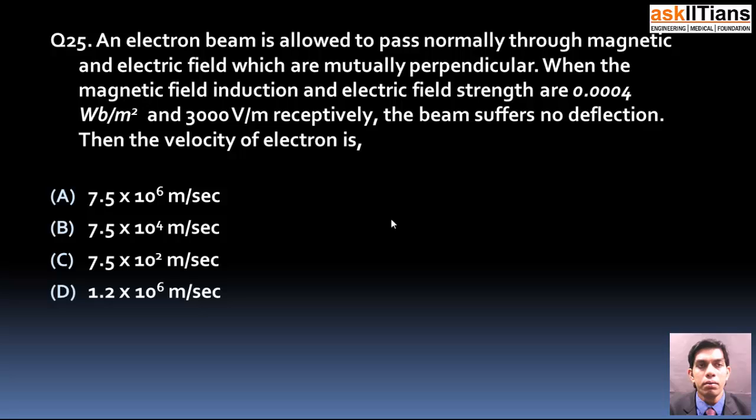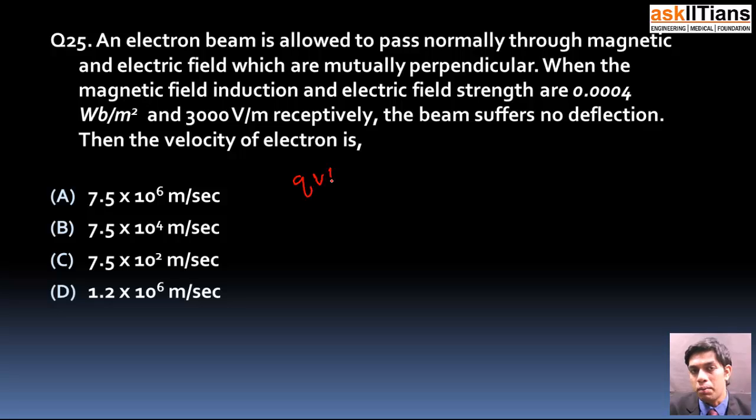Moving on. An electron beam is allowed to pass normally through magnetic and electric fields which are mutually perpendicular. When the magnetic field induction and the electric field strength are 0.0004 Weber per meter square and 3000 volt per meter respectively, the beam suffers no deflection. Then the velocity of the electron is, in this particular situation, it clearly states that the force due to the magnetic field is being properly balanced or cancelled out by the force due to the electric field.